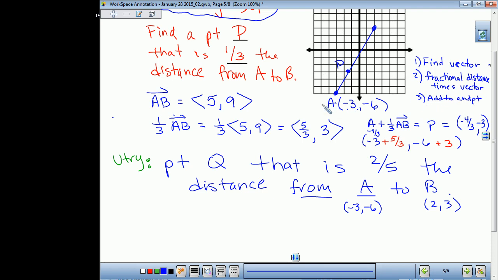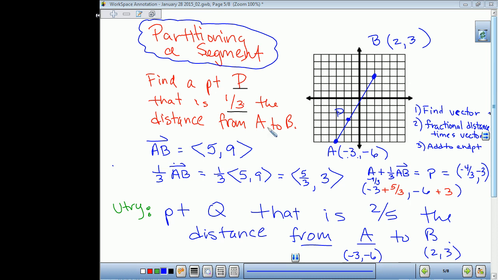The reason we added it just to A was this was directed. Did you see it said from A to B? So it told me where it wanted it. What if it had said from B to A? It'd be reversed. We would subtract that from B, wouldn't we?